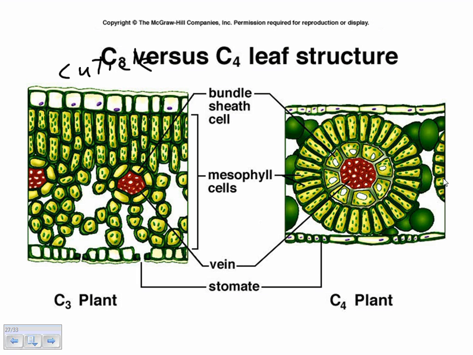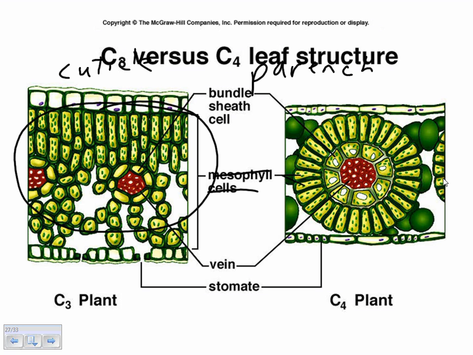Just underneath the cuticle, you've got all these cells. These are your photosynthetic cells, the cells that do photosynthesis. This whole middle part of the leaf is called the mesophyll. What does meso mean? Middle. So that's the middle part of the leaf, the mesophyll. The actual photosynthetic cells are called parenchyma cells. Those are the cells that do photosynthesis. Now I want you to notice something about these cells.